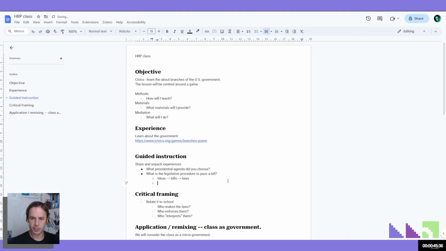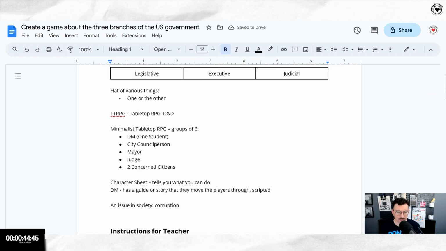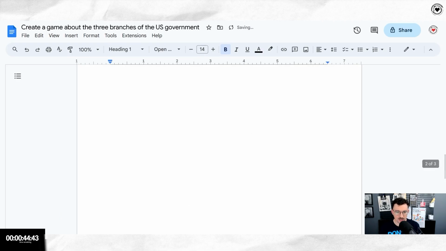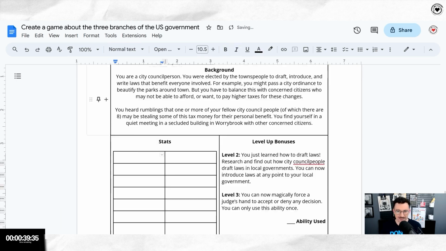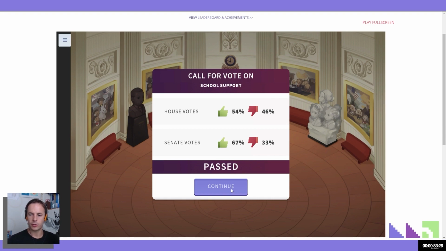Okay, unpack this. What bills did you try and pass in your experience of the game? So we have a character sheet for the city council person. And we'll make our template here. So typically these have, let's give, for some reason you have strength, which is funny to me. You have charisma, lawmaking, like drafting, lawmaking. Oh, your ability, perception. Okay.